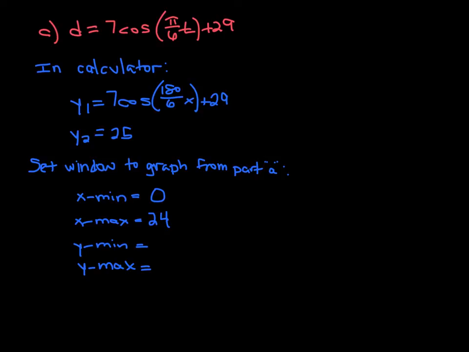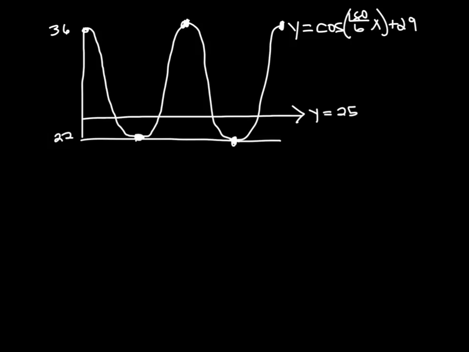And then the minimum y value we're going to need is 22. And the maximum y value that we're going to need is 36. So if you go to window, just change your window to match up with this. And keep in mind, when you finish the problem, it's a good idea, once you clear out your equations, to hit zoom 6 again, so it brings your calculator back to a standard window. Okay, so once you hit graph, you should see a graph that looks like this.